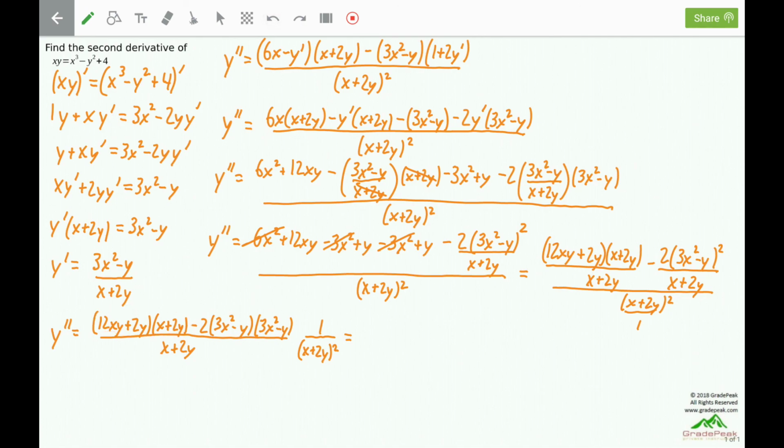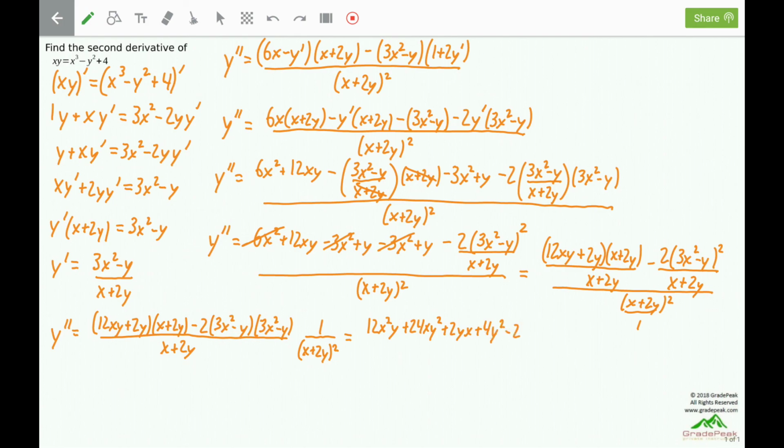So the first, I have 12xy times an x, which will be 12x squared y. Outside, 12xy times a 2y will be a 24xy squared. Inside, a 2y times an x is a 2yx. Last, a 2y times a 2y is a plus 4y squared.